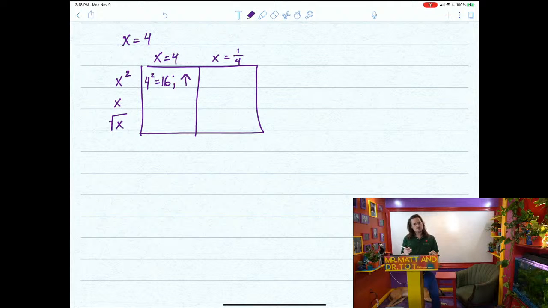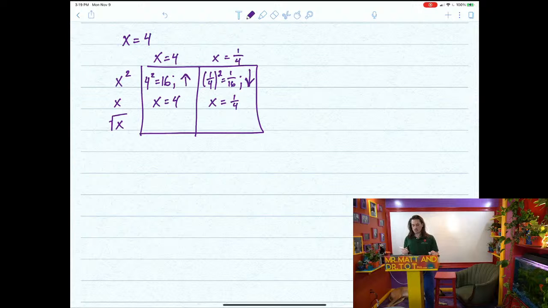But with a number in between 0 and 1, like 1/4, when we square 1/4, that's the same thing as 1/4 times 1/4. 1 times 1 is 1, 4 times 4 is 16, so we're going to have 1/16. Notice 1/16 is a smaller number than 1/4. So the overall result was that we decreased. You can see that the relationship here is inverse. They're going in opposite directions. x is just equal to x, so x is equal to 4, x is equal to 1/4.